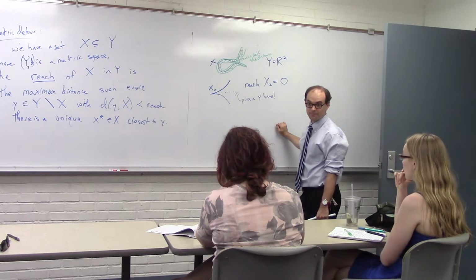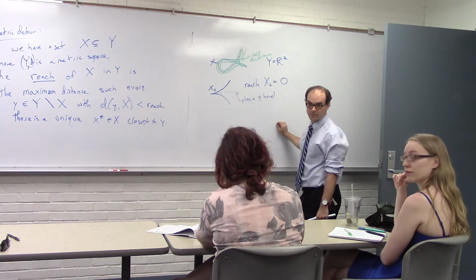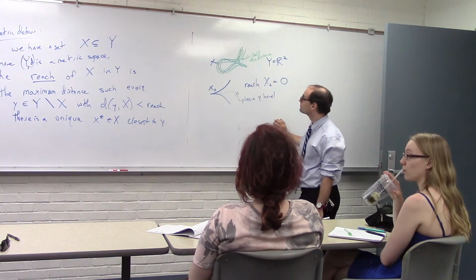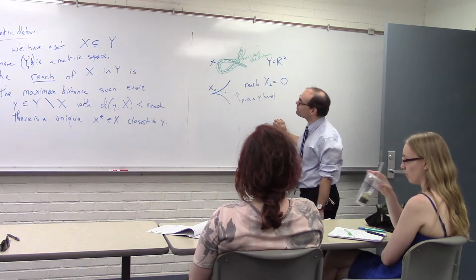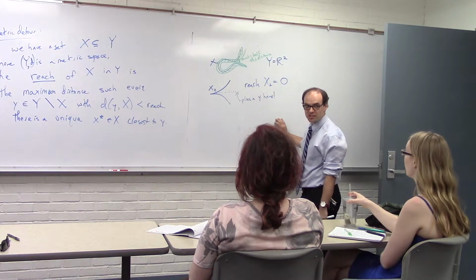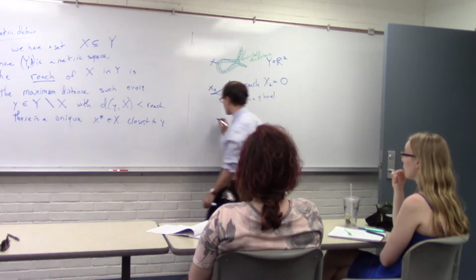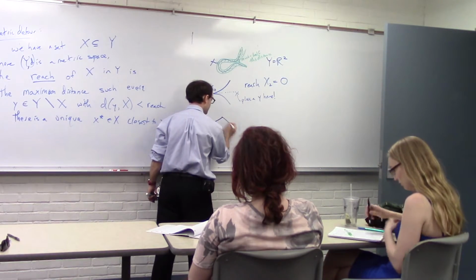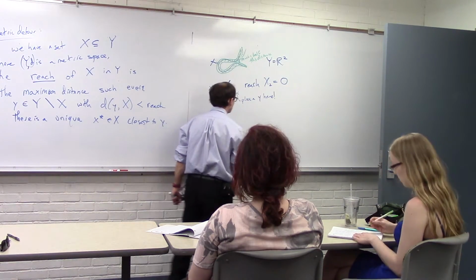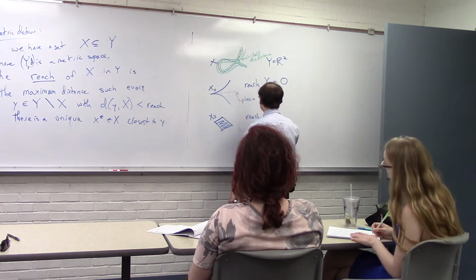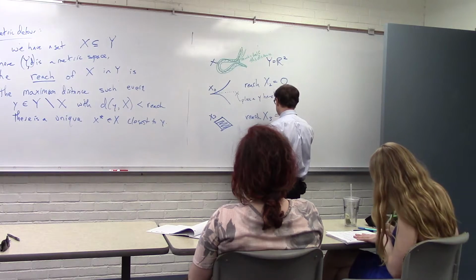Okay, thank you. Yep. So symmetry is important. Reach does detect symmetry. Reach, on the other hand, detects convexity too. So if I have a convex set, a solid convex set, the reach of this guy is infinity.